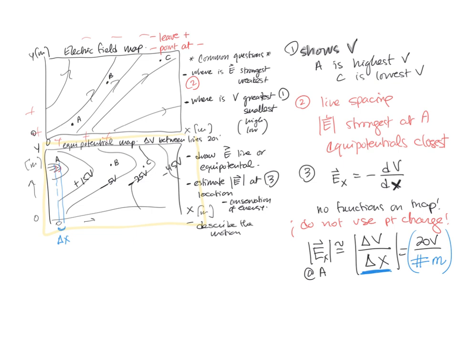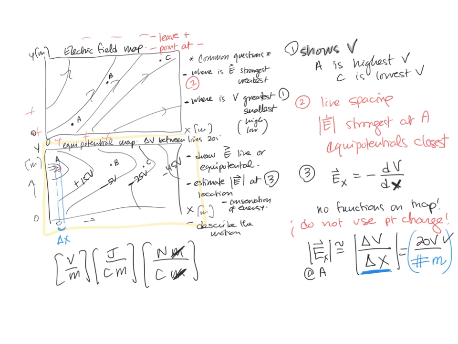You can check for yourself that volts per meter, a volt is a joule per coulomb, and divided by meter. Joules are Newton meters, that's a compound unit. So a volt per meter is the same thing as a Newton per coulomb. So this is a legit field unit.